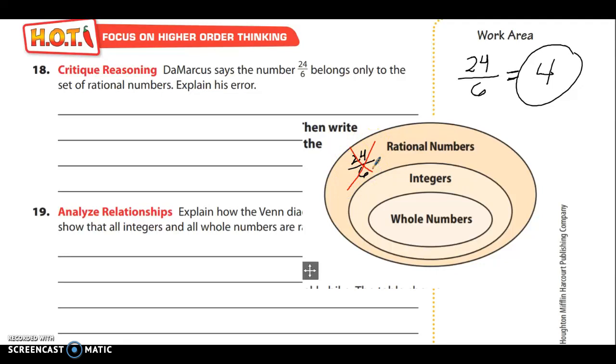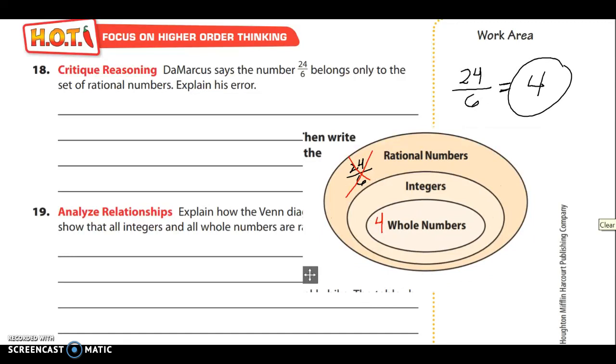24/6 is not just a rational number. It is a whole number. It doesn't look like it, but it simplifies to a whole number. 4 is clearly a whole number. So I'm going to help you write a good answer here.